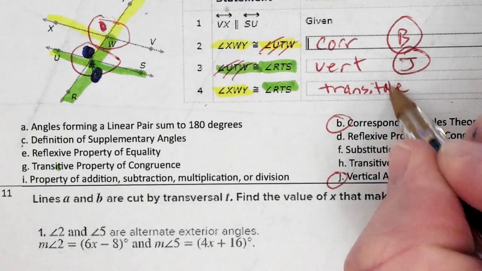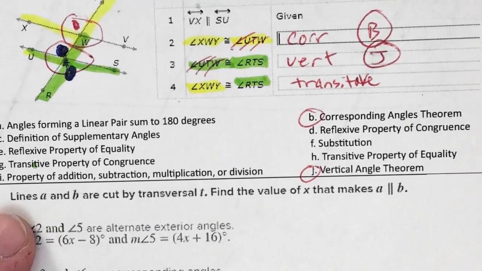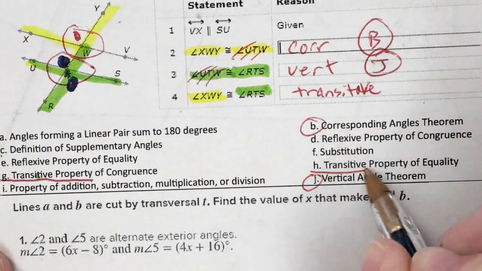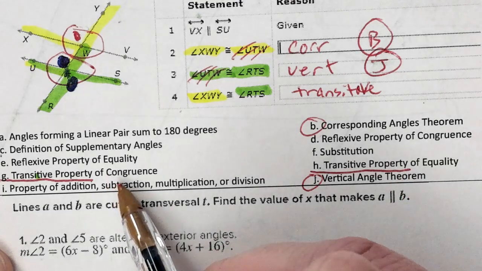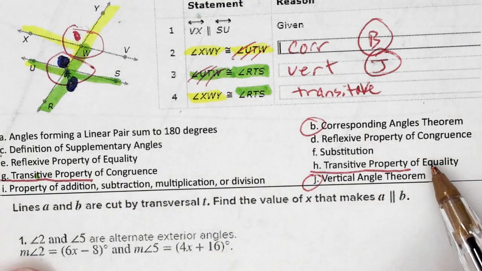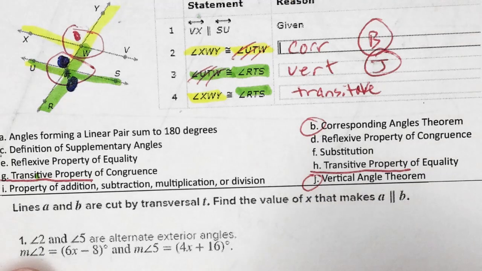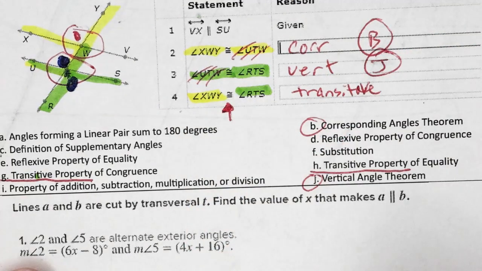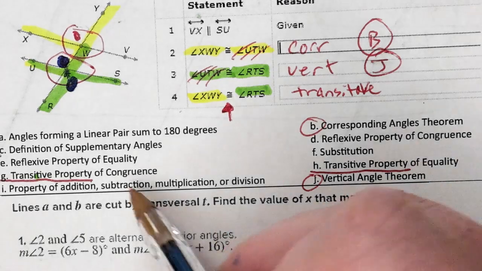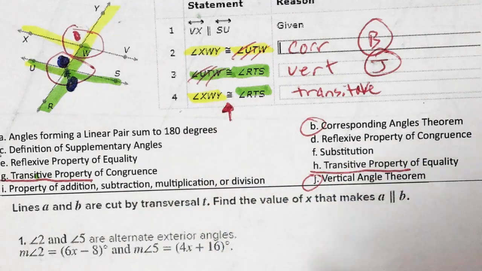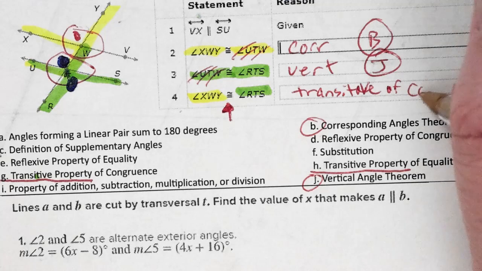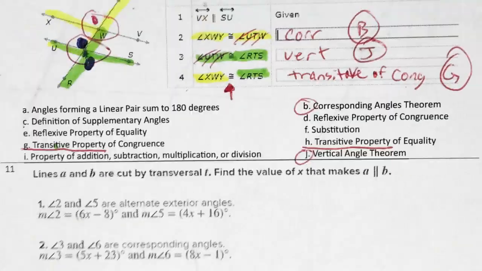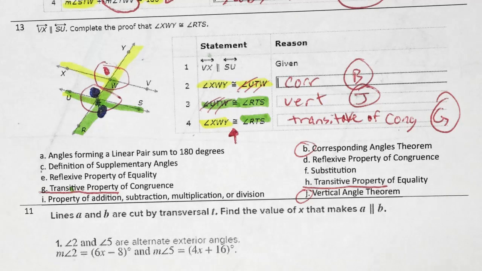But these tricky buggers, there are two transitives on here. That is G and H. One of them says of congruence and the other one says of equality. Which one do you think it is? Well, this symbol says congruent. If it said equal, we would do equality. Because it says congruent, we're going to do congruence. So of congruence, and that is letter G. And that was number 13.